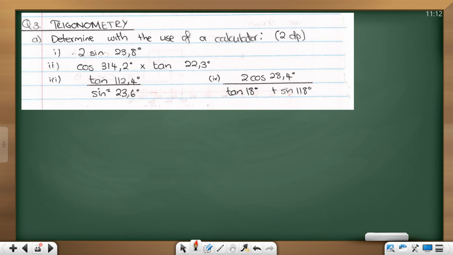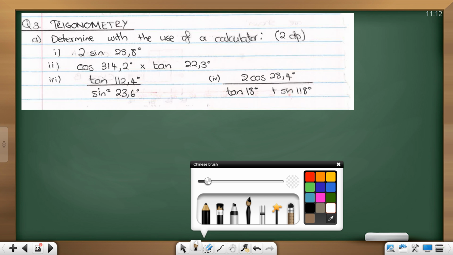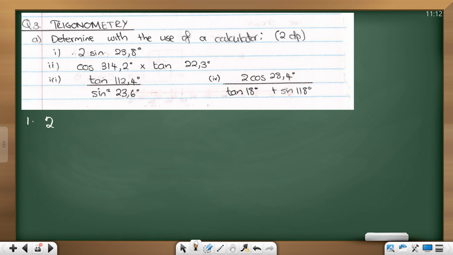All right, trigonometry. This one with the use of this one is straightforward. These are free marks. Please, number one, I need you to work with me as fast as possible. 2 sine 23,8. Just type this in a calculator. Can we confirm that? These are free marks for you. Zero comma 8. I thought you said 1 8. Decimal places all the time.